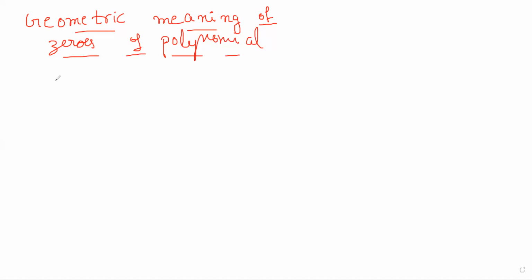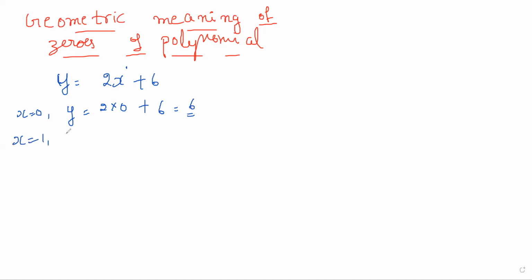For example, y is equal to 2x plus 6. So which polynomial is it? See, the degree is 1, so it is a linear polynomial. Now just find the values for the polynomial. Just give the values for x. If you put x is equal to 0, what will be the value of y? 2 into 0 plus 6, the answer is 6.